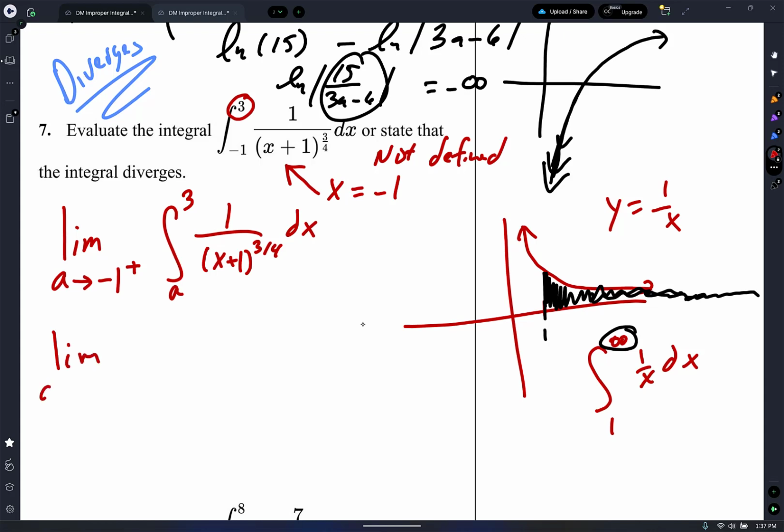Limit as a approaches -1 from the right-hand side, bracket. That -3/4, add 1. So 1/4. So (x plus 1) to the 1/4, right? And then I'm dividing by 1/4, so I put a what in the front here? 4, and since that x is a 1, you just leave it alone. Are we still okay? I don't see any errors. Everything looks good to me.